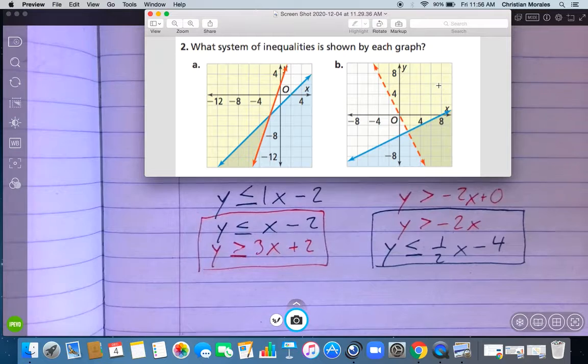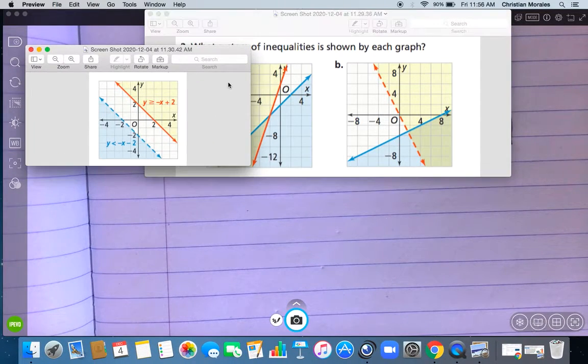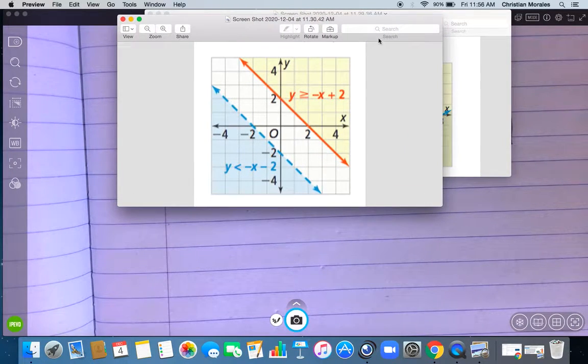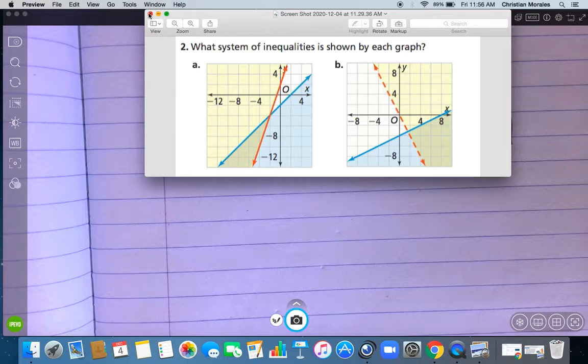Now, sometimes you're going to see graphs like this. And guys, this graph has no solution because the shading doesn't overlap. You see the equations right there for these lines? Those would be the inequalities you have, but there is no overlap. There is no solution in this one. Okay, just want to show you that real quick.